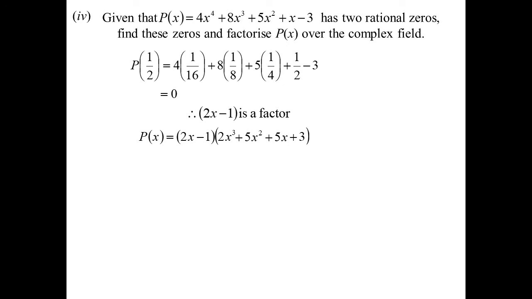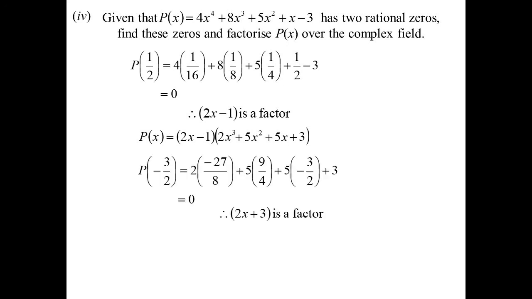Now I've got to find the factor of 2x cubed plus 5x squared plus 5x plus 3. Oh, yeah, minus 3 on 2. That makes sense. Yeah, let's go for that one. And, oh, works. Excellent. So we now know 2x plus 3 is a factor. So I know those two rational zeros that asked me to find were a half and minus 3 on 2. So let's keep going. We've got those two factors.